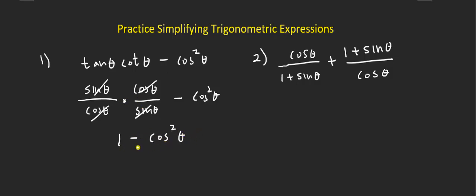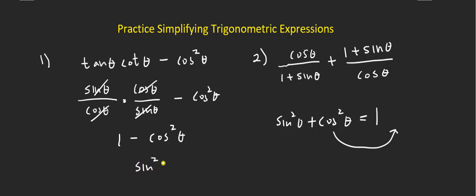And what is 1 minus cosine squared theta? Well, do you remember? Sine squared theta plus cosine squared theta is 1. It turns out, if cosine squared theta goes this way, sine squared theta will be 1 minus cosine squared theta. Therefore, 1 minus cosine squared theta will be sine squared theta. So that is a simplified form.